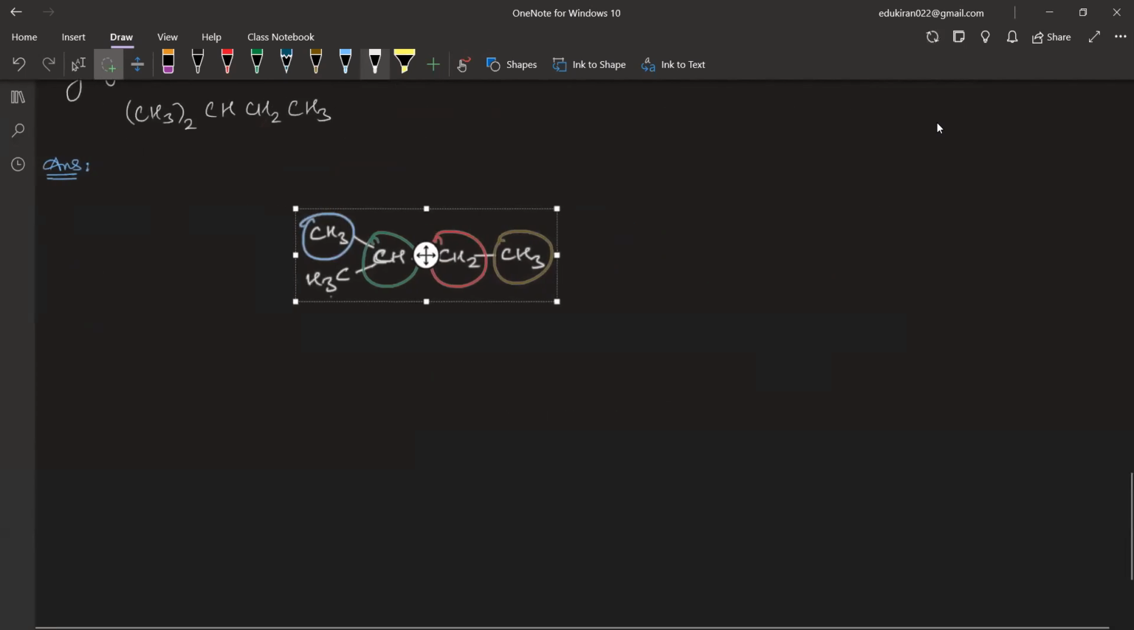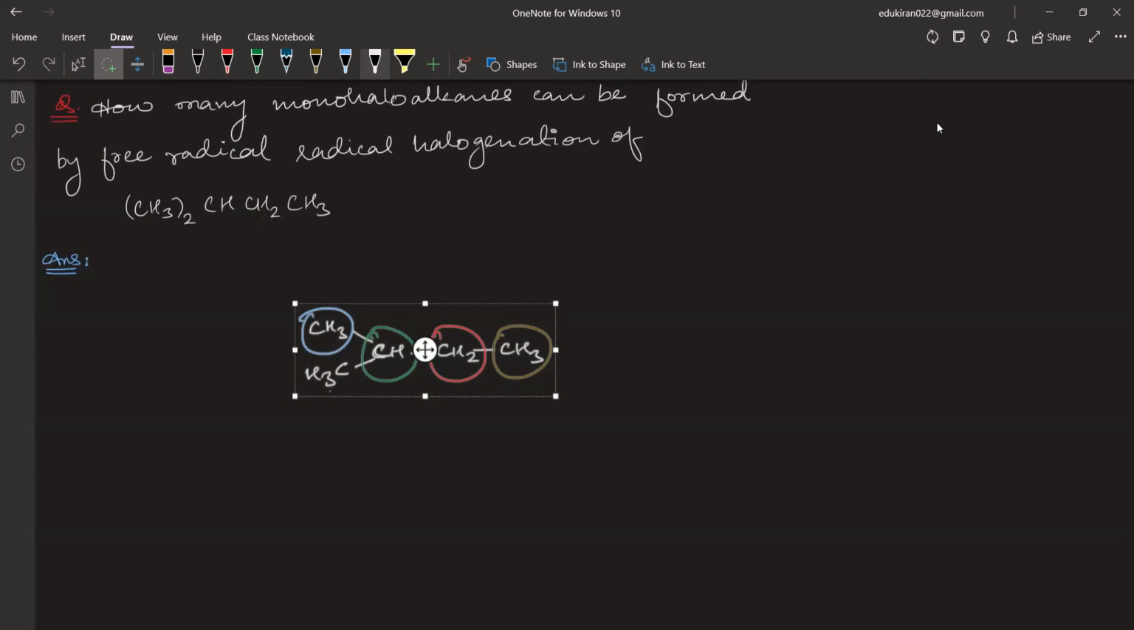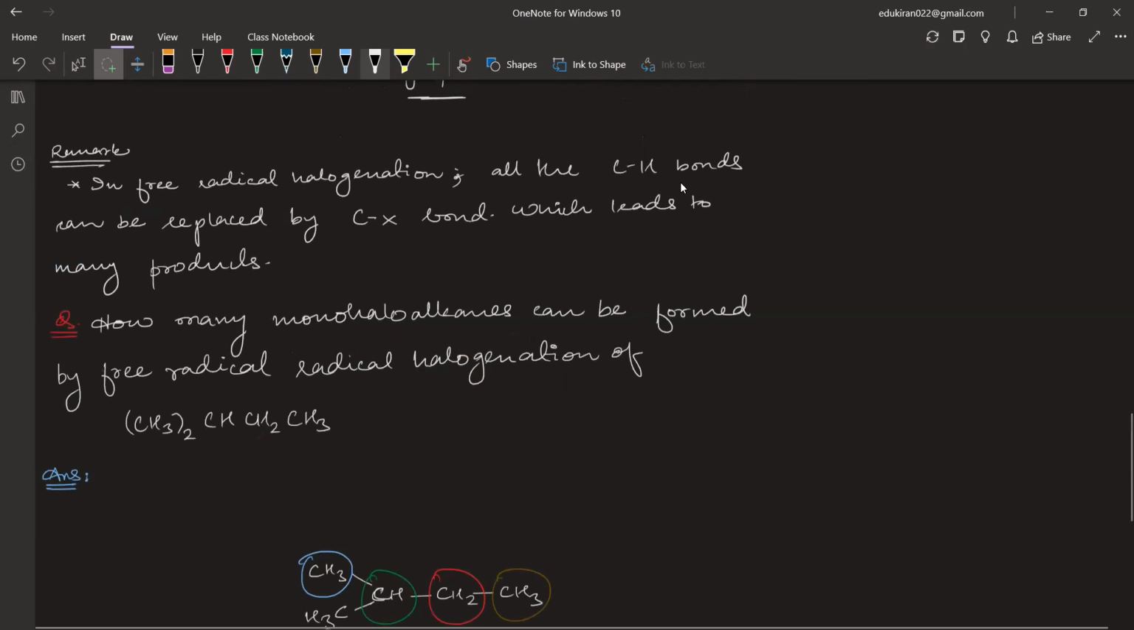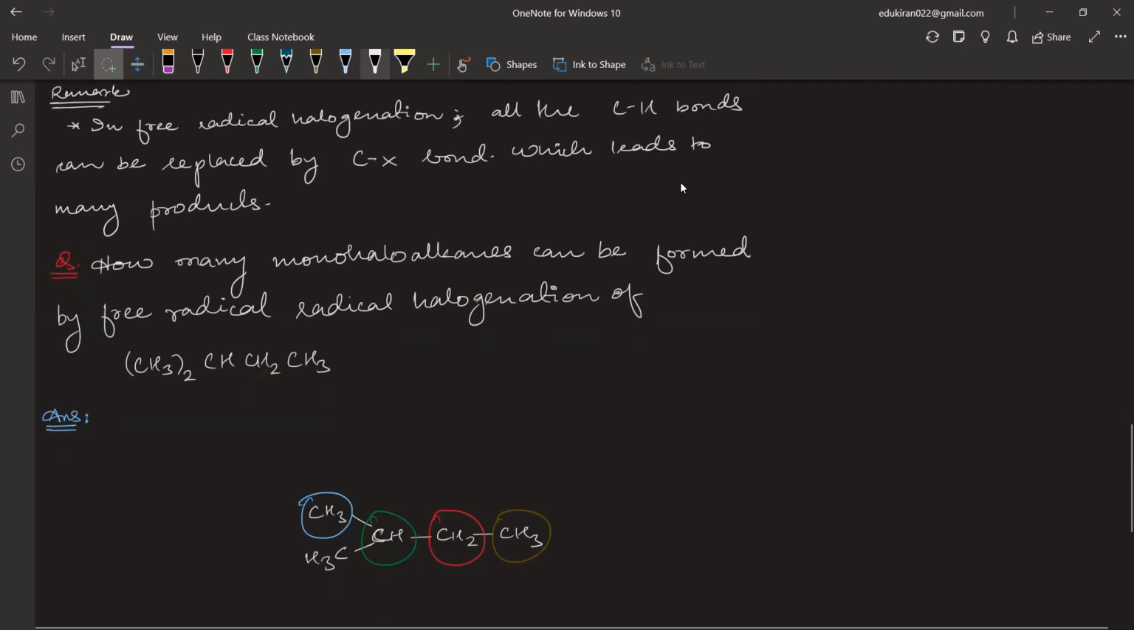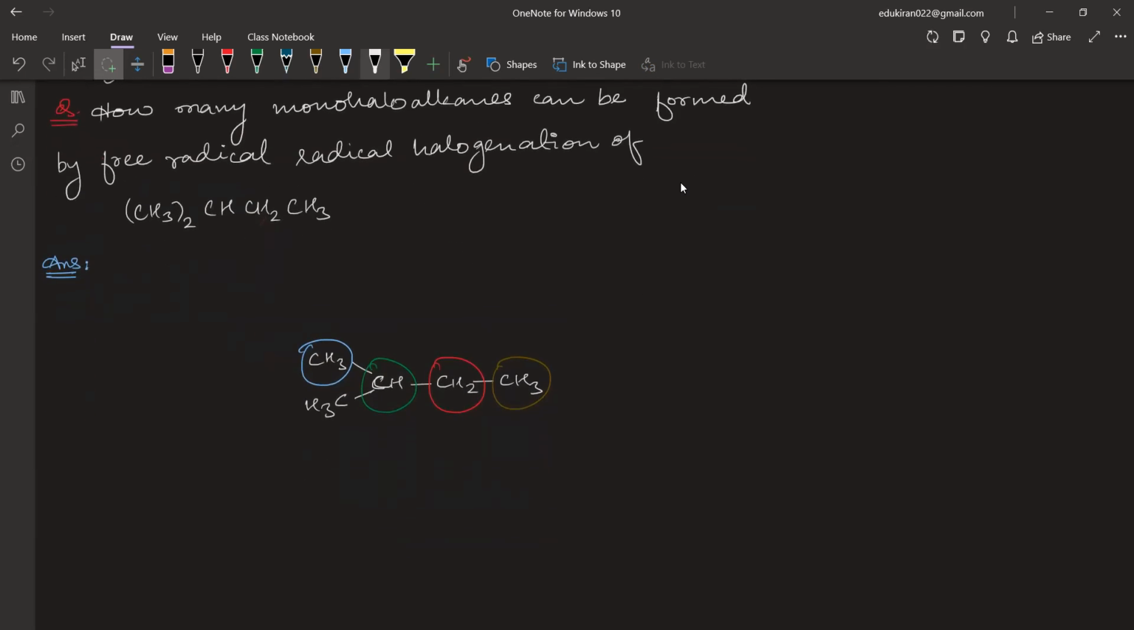So 4. 4, right? Now all of these hydrogens, the free radical mechanism, what we have written earlier. We have written the free radical mechanism, it can replace all the CH bond by CX bond. Okay, so all of these different carbon hydrogen bonds can be replaced. Okay, so we'll write all the products.